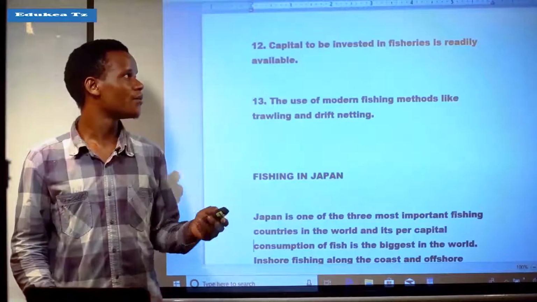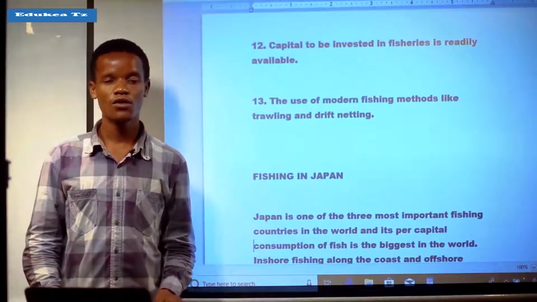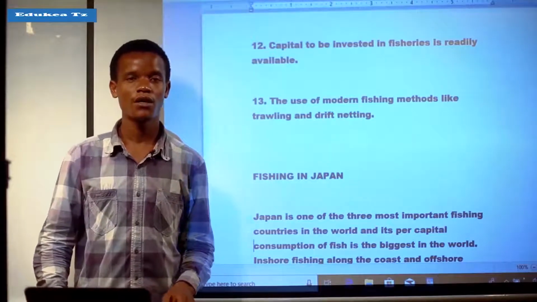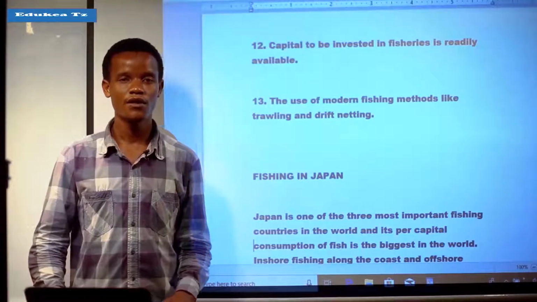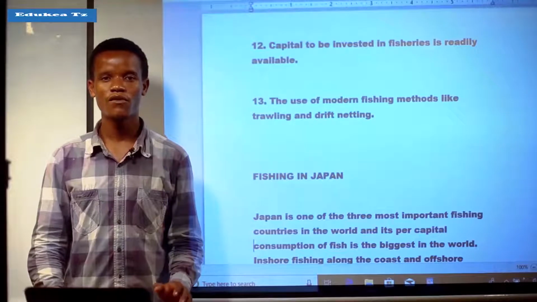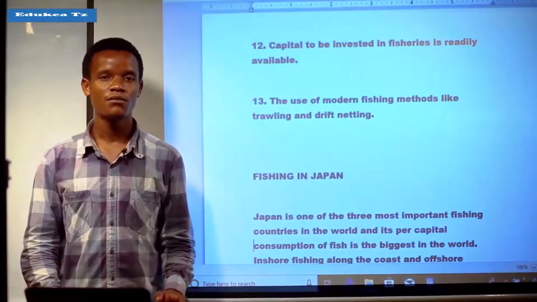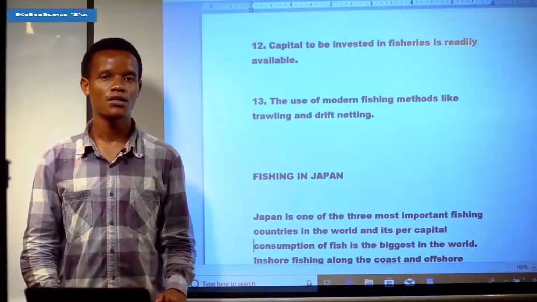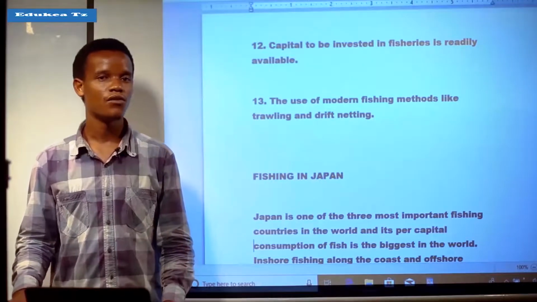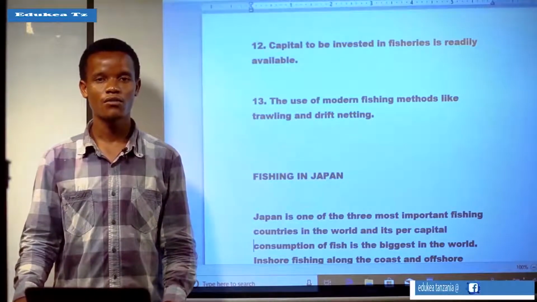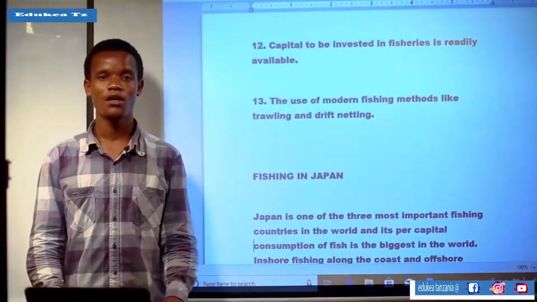Another point is that capital to be invested in the fisheries is readily available. As we know, capital is among the driving factors for the development of any project. The fishing sector in Norway tends to develop because the government of Norway invests much capital to encourage the development of the fishing industry. So the availability of capital contributed much to the development of fishing in Norway.